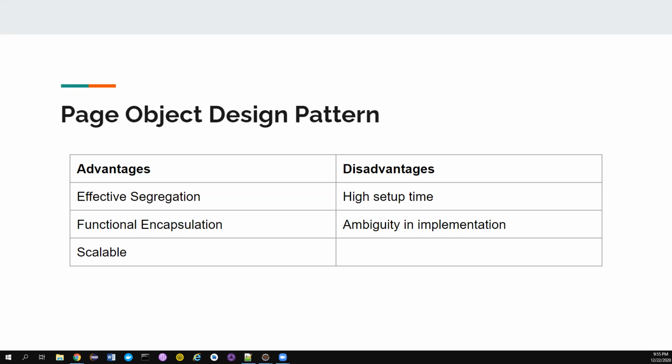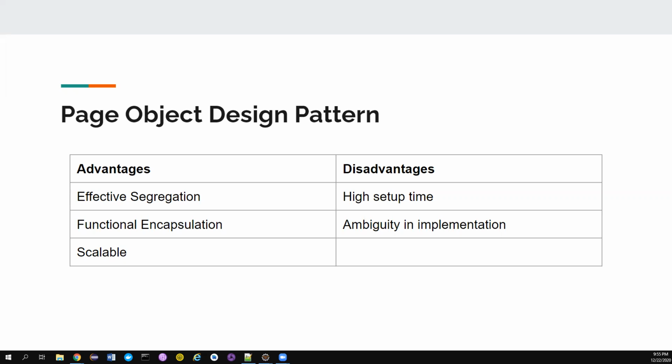So page object design is one such pattern. It's a structural pattern. There can be classifications, whether it is a creational pattern or a behavioral or a structural. This page object design is a structural one, so it's going to help us to structure our pages, right? So what are the advantages of this particular page object design? First let me explain what is a page object design.